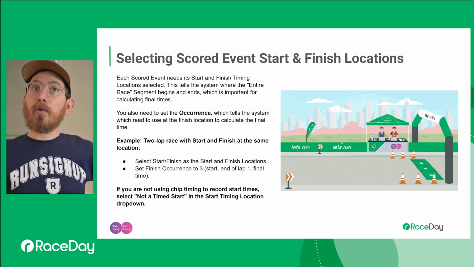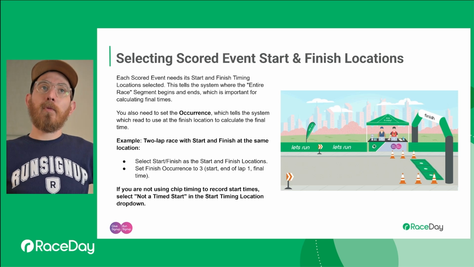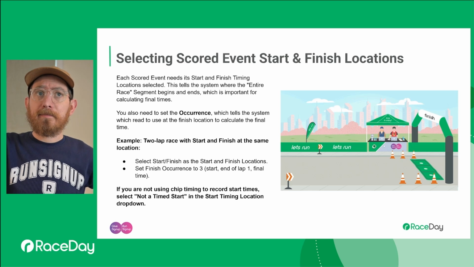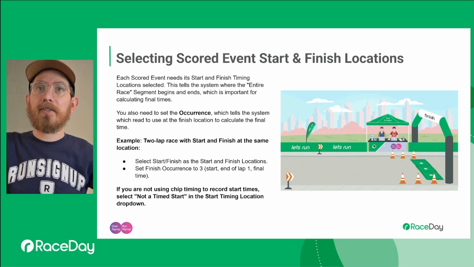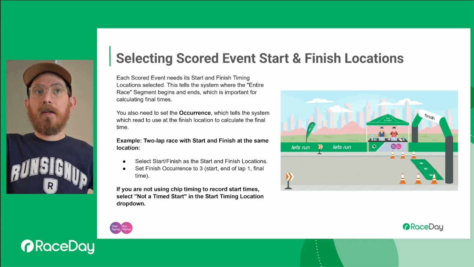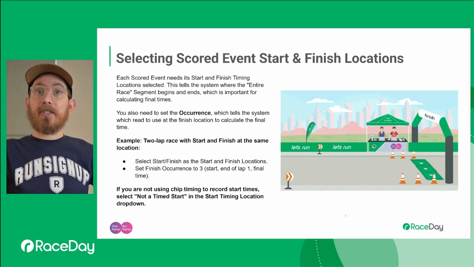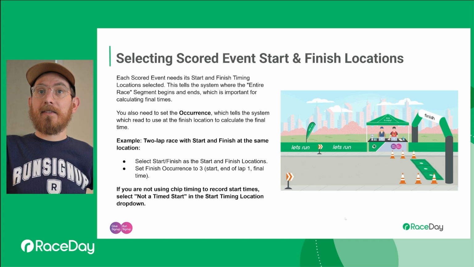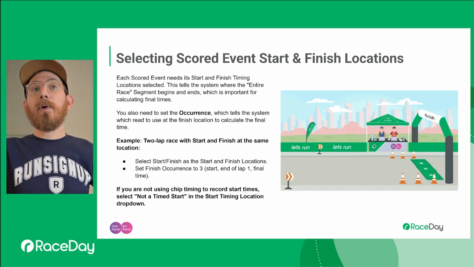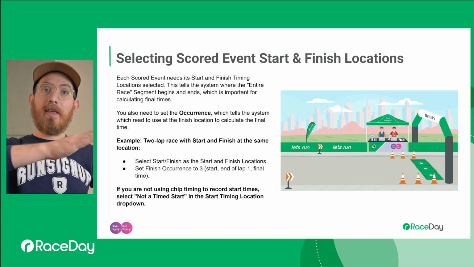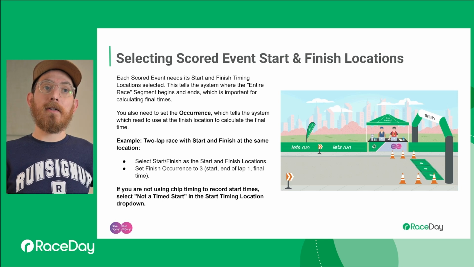Next, for each scored event, you need to define a start and finish timing location. This tells the system where the entire race segment begins and ends, which is important for calculating final times. You also need to define the occurrence, which tells the system which read to use at the finish location to calculate the final time. For example, for a 2-lap race with a start and finish at the same location, you want to select start/finish as the start and finish locations. You'd want to set the finish occurrence to 3 because you would have the start occurrence, the end of lap 1 occurrence, and then the final time occurrence.